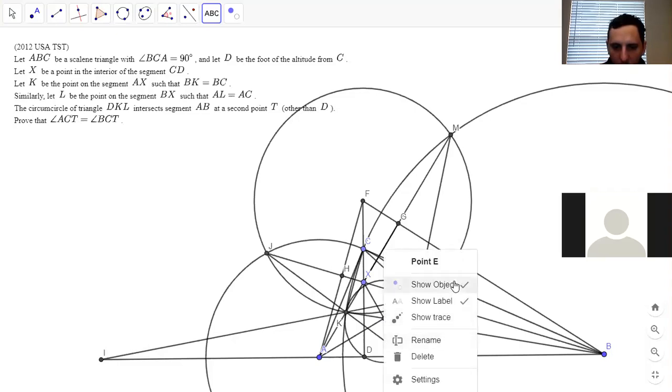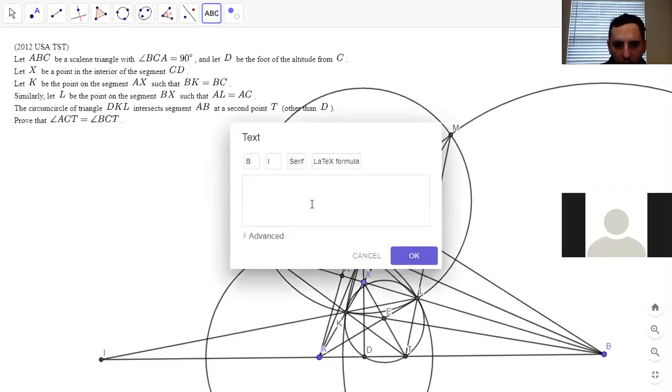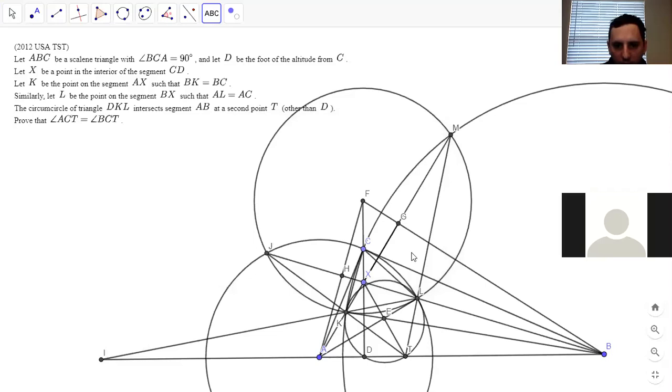We need it because of the intersection of JK and ML, let it be T prime. Then we know that T prime is on XE, and we know that it's on AB from Pascal.